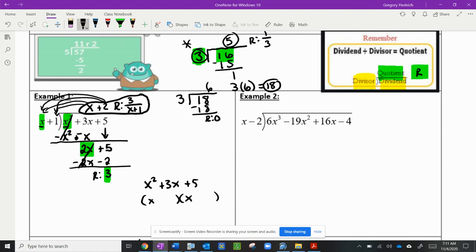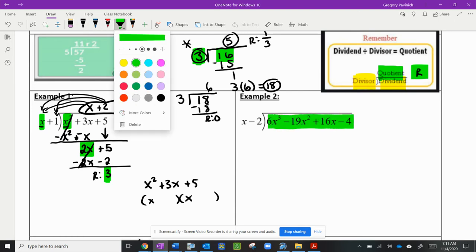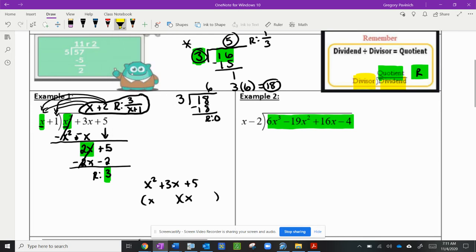Okay, so my next one is I have a 4-term cubic in the dividend, and I have a first-degree polynomial in the divisor. So I always want my smaller degreed out front and my bigger degreed polynomial underneath, just like when we divide the other way, we want the larger number underneath. And I'm going to multiply.